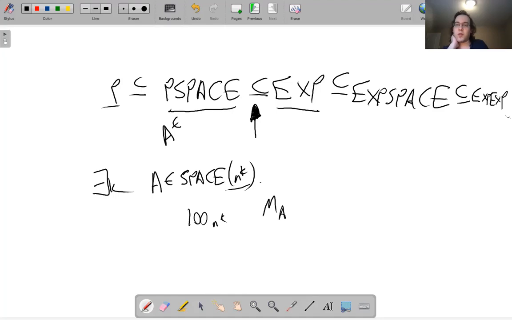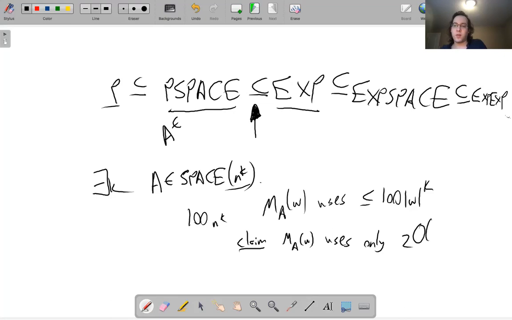Actually, let's give this Turing machine a name. It's called M_A. So M_A of W uses at most 100 W to the k cells of the tape before correctly deciding whether W is in A. This constant 100 might be a different constant. And the claim is that M_A of W uses only something like 2 to the O(W to the k) steps. So exponentially more steps than the amount of space. We're claiming it uses at most exponentially more time than that. If we can prove that, then of course that would mean that M_A also shows that A is in EXP by the definition of EXP.